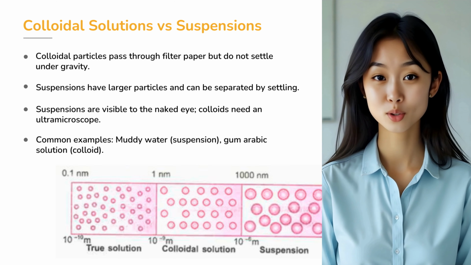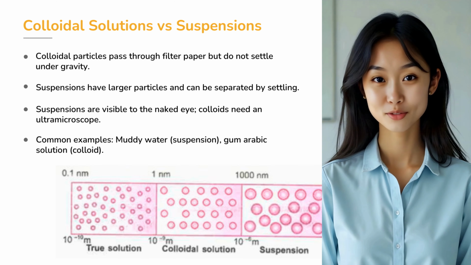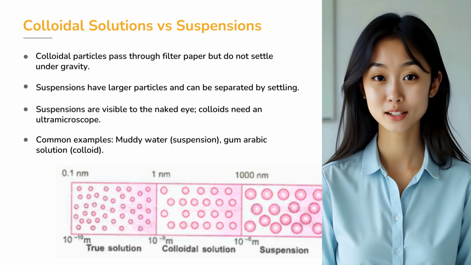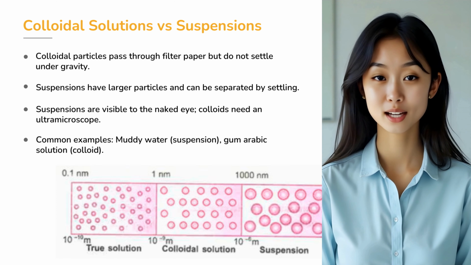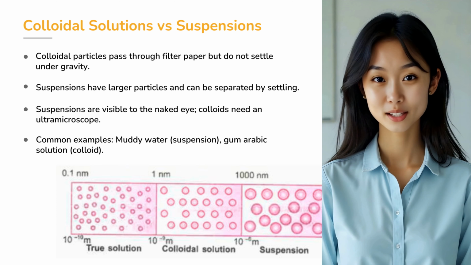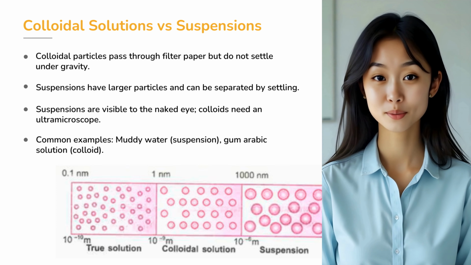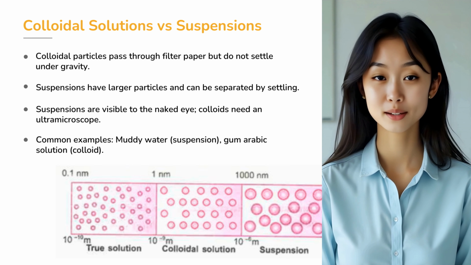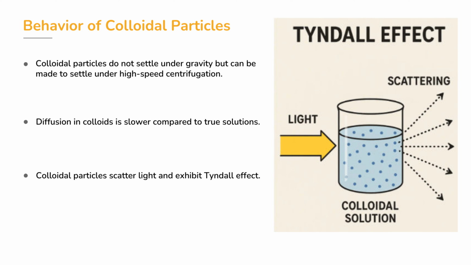And here's something cool. Colloidal particles are small enough to scatter light, which leads to the Tyndall effect. Have you ever shined a flashlight through a dusty room and seen light rays? That's the Tyndall effect at work, showing how colloids scatter light in all directions. Suspensions, on the other hand, don't show this light scattering as their particles are too large. So, the next time you look at a cloudy jar of paint or a foggy day, you'll know that's colloids showing their magic.